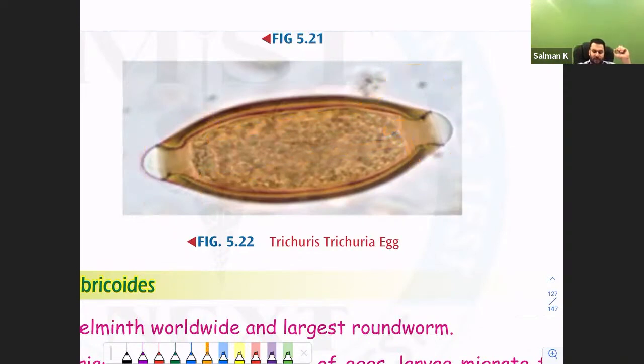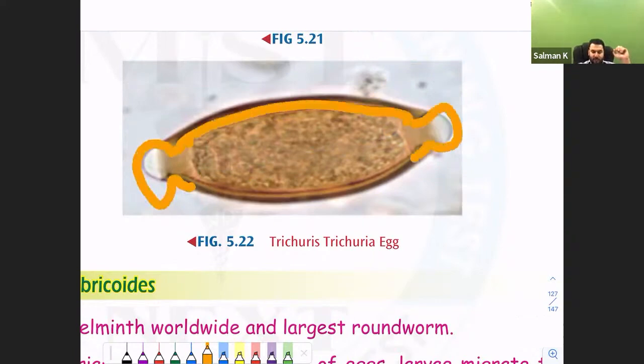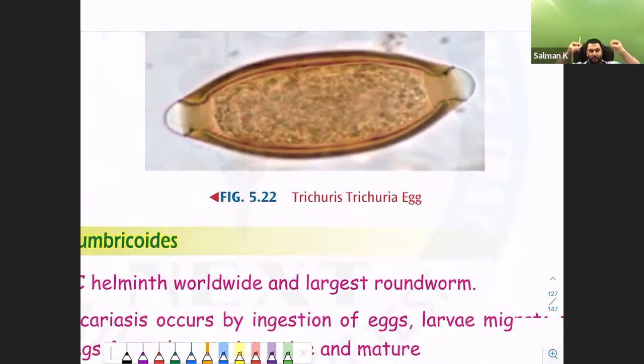Roughly speaking, these are the outlines that you need to know. See this constriction like this. This is what gives the dumbbell shape. Dumbbell shaped egg or barrel shaped egg, right? Mnemonic: if you lift two heavy dumbbells, you get a rectal prolapse. So the dumbbell shape is causing the rectal prolapse.